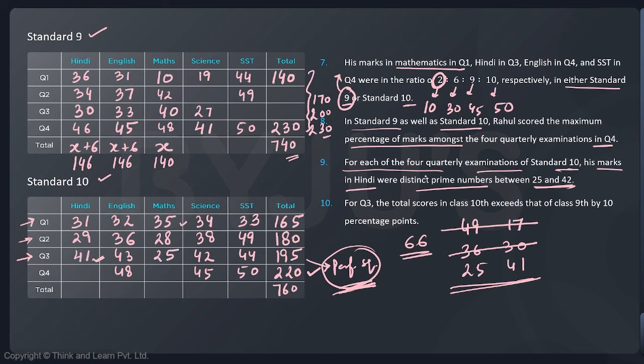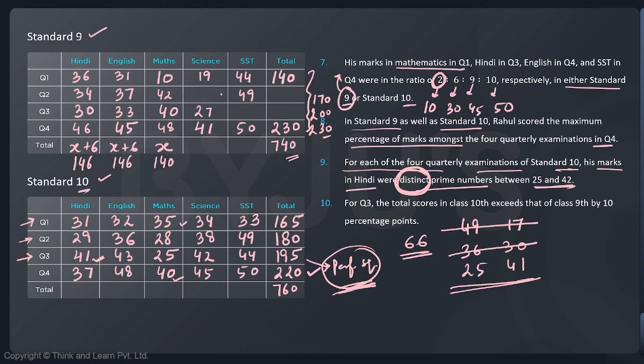And finally, he said these are distinct prime numbers. So 31 is used, 29 is used, 41 is used. The only prime number left between 25 and 42 is 37, which I can write here. Subtract all of these from 220, you will get this score as well. 37 plus 48 is 85. 85 plus 45 is 130. Plus 50, 180. Subtract from 220, it is 40. So we have got all the figures of standard 10 till now.